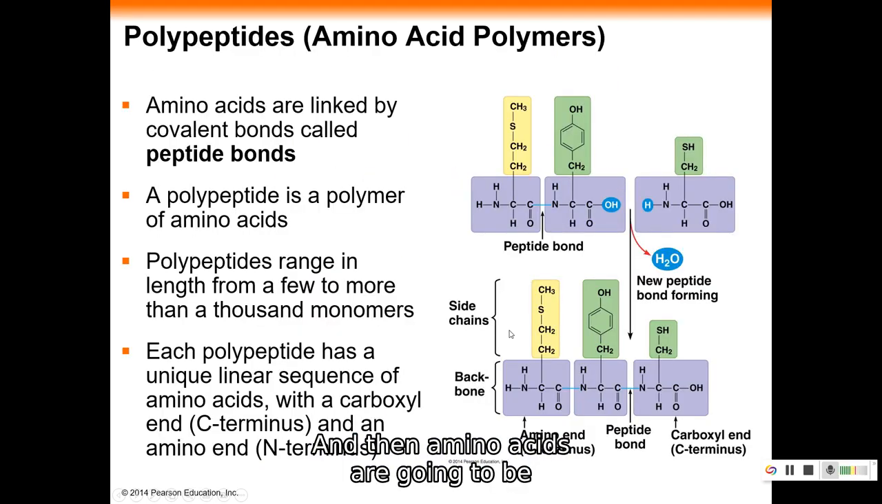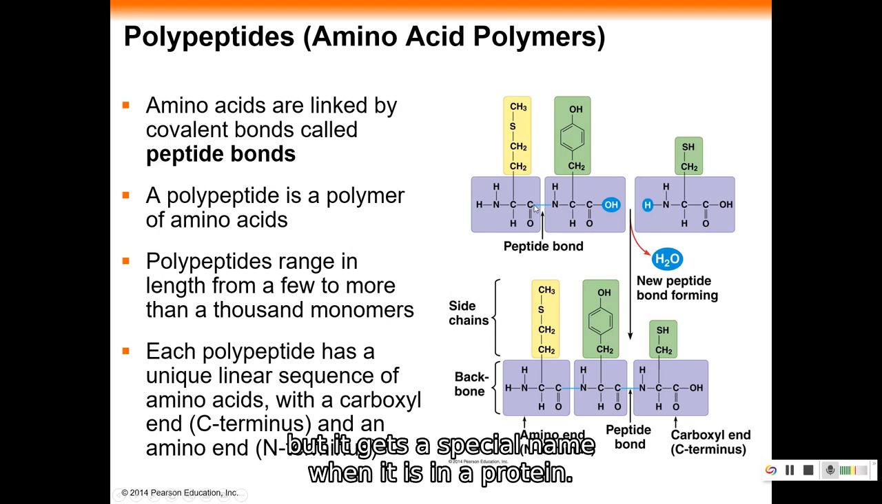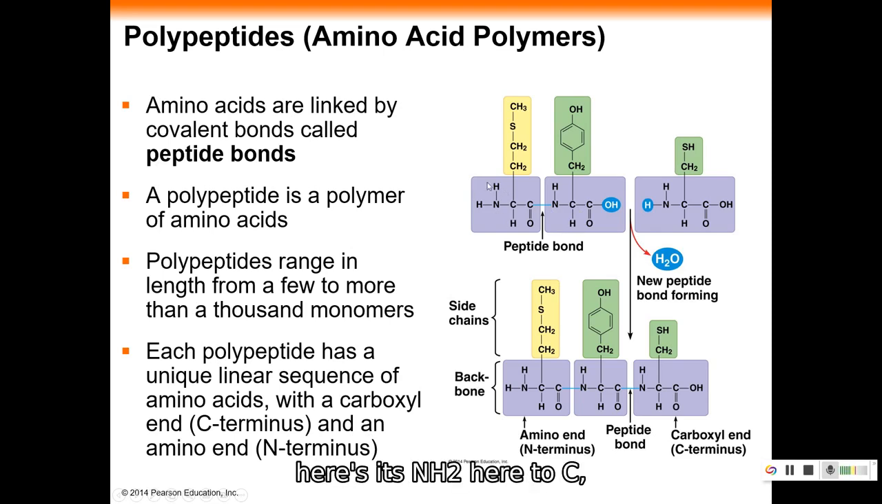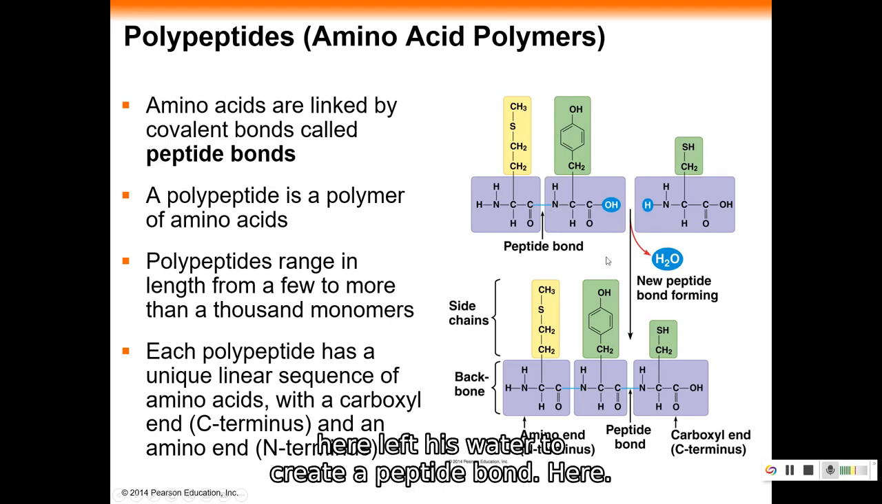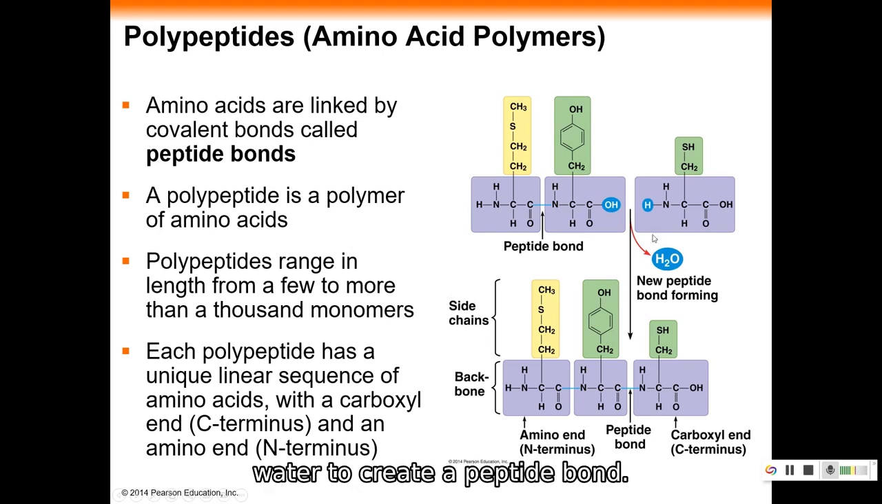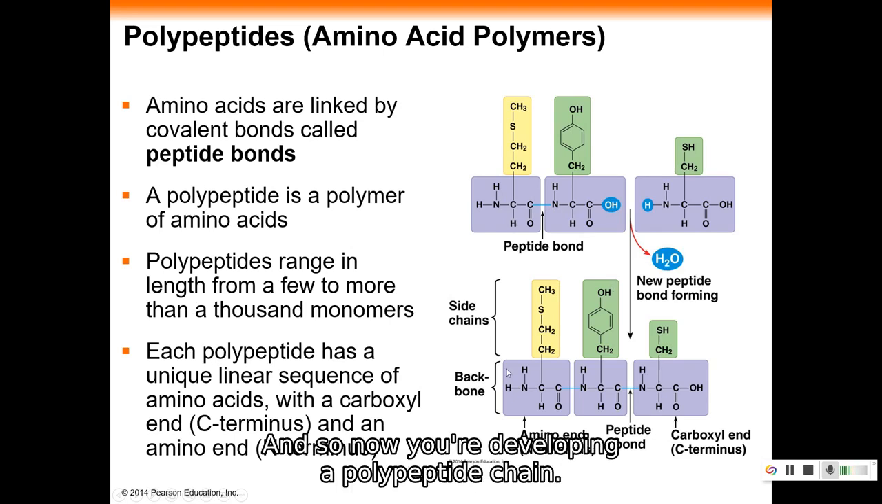Okay, and then amino acids are going to be linked to each other by peptide bonds. A peptide bond is just a covalent bond, but it gets a special name when it is in a protein. It is a peptide bond. A peptide bond connects two amino acids. So you can see here's its NH2, here's its CO, and then the OH here, and the H here left as water to create a peptide bond. Here this OH and H are going to leave as water to create a peptide bond. And so now you're developing a polypeptide chain.